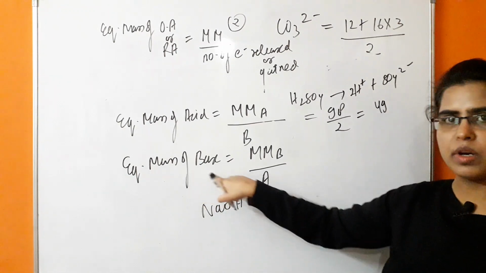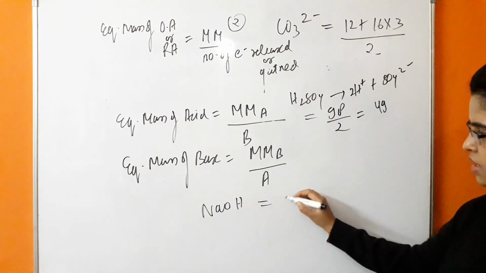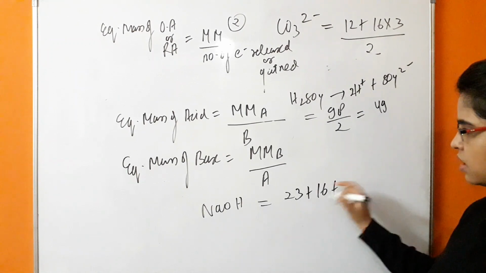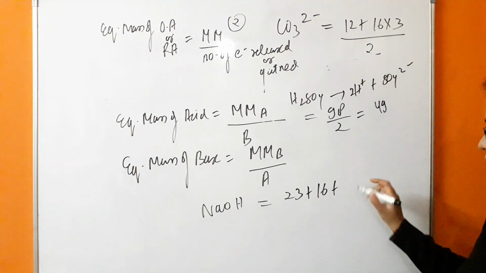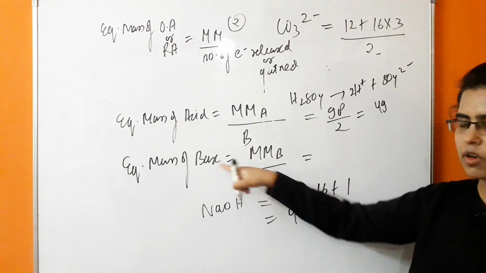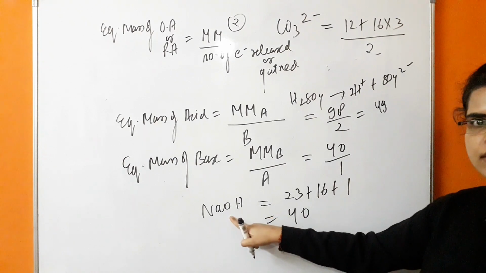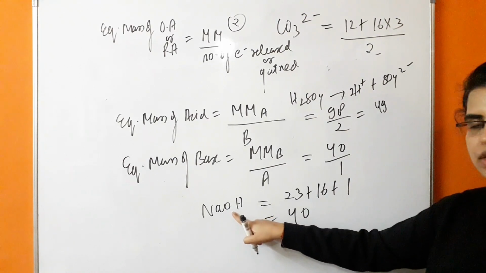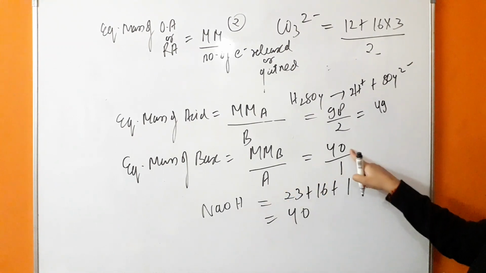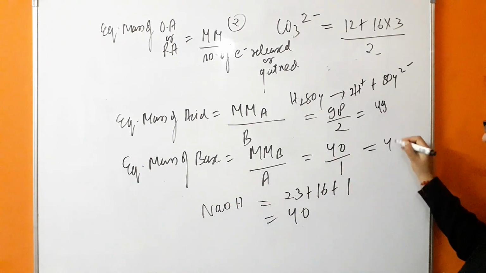Similarly, for the equivalent mass of a base, if we take NaOH, what is the mass of NaOH? We know that sodium has mass 23, plus 16 for the single atom of oxygen, and 1 for hydrogen, which comes to 40. What will be the equivalent mass of NaOH? 40 divided by 1, because in this case acidity is taken, which is the number of displaceable OH-. There is only one OH- which is displaceable. So 40 divided by 1 means the equivalent mass of NaOH is exactly 40.